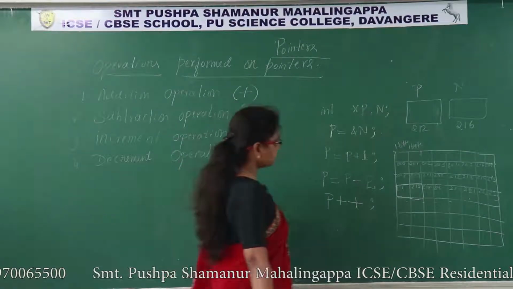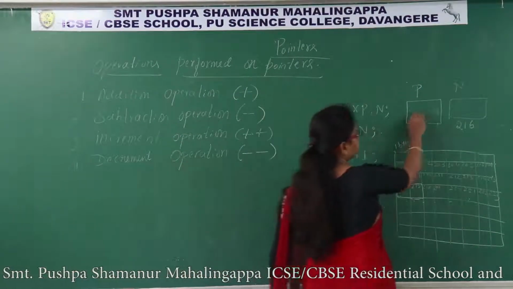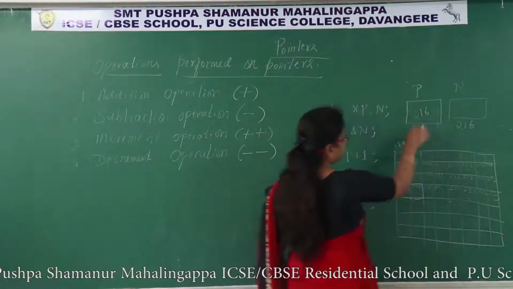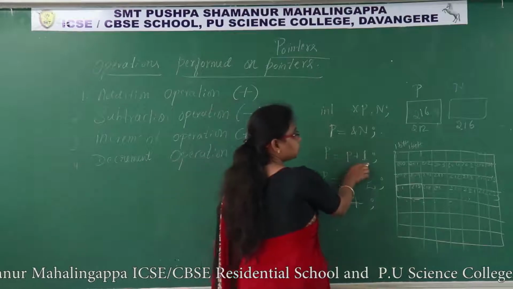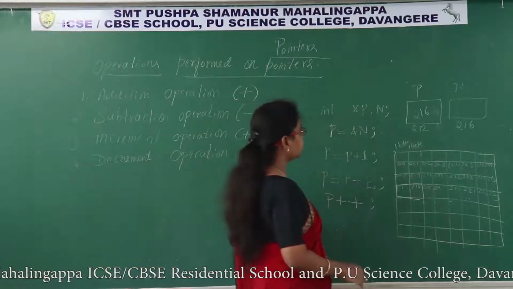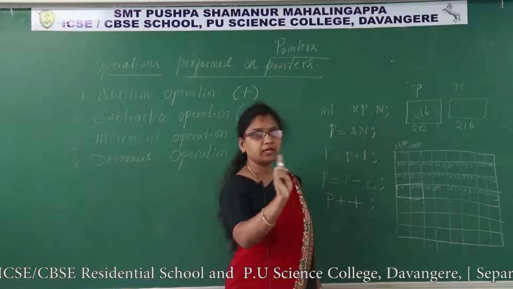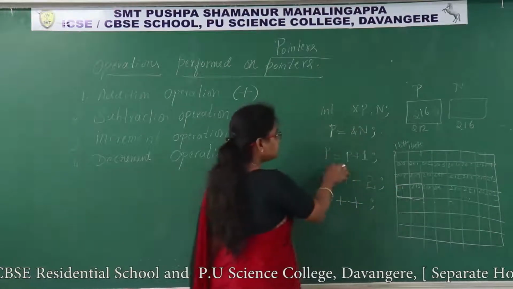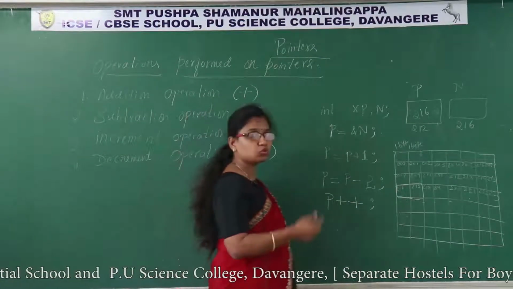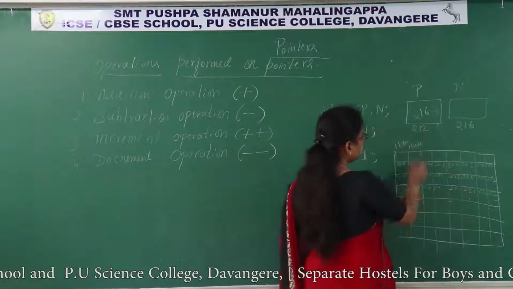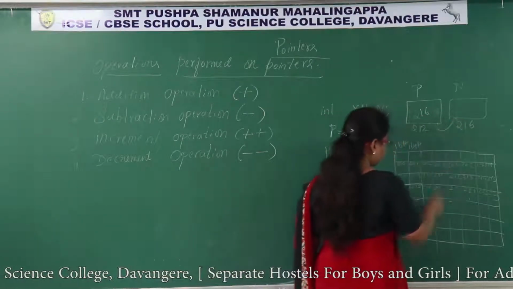Now ampersand N, the address of N, 216, will be stored in P. Understood? Now P is equal to P plus 1. What happens? What is there in P? 216 is there. P plus 1 means increment, one time increment. So what is the type of pointer? Integer pointer. So one time increment means 2 bytes. Right now P contains 216.